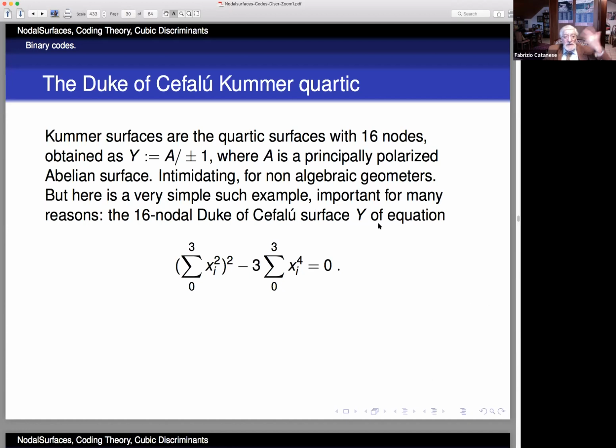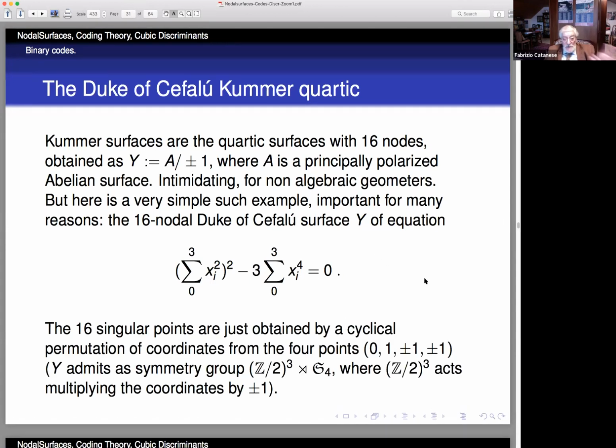So Kummer surfaces are quartic surfaces with 16 nodes obtained as A divided by plus minus 1, where A is a principally polarized abelian surface. But the most simple such example, important for many reasons, is just this simple equation. I take the sum of the squares of xi, squared, minus 3 times the sum of the fourth powers.